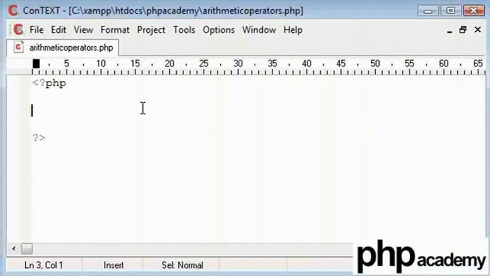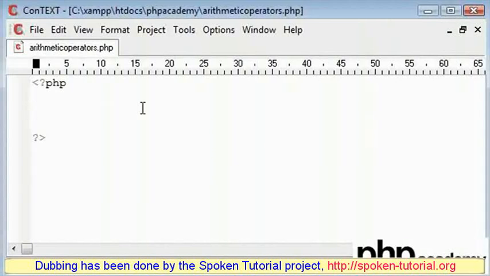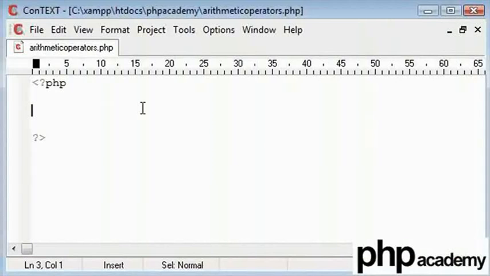Welcome to this tutorial on basic arithmetic operators. I'll first go through plus, minus, multiply and divide operations. These are written as plus, minus, multiply as an asterisk and divide as a forward slash.